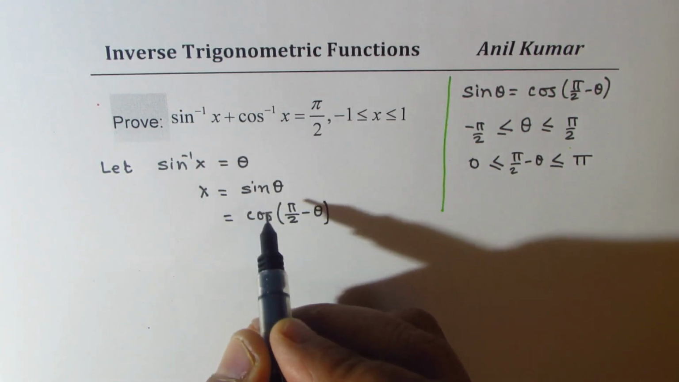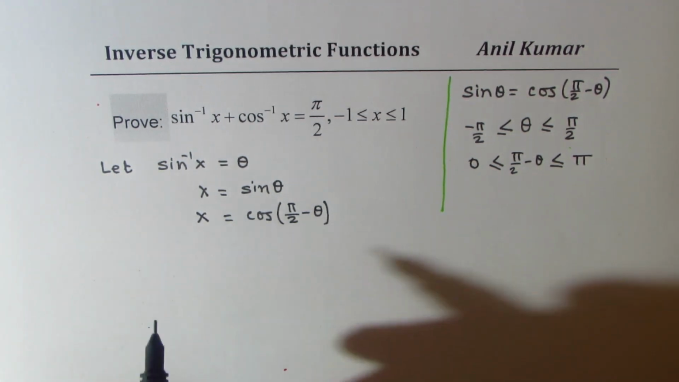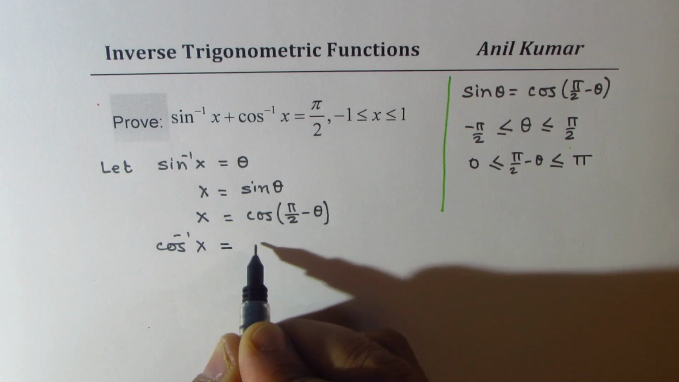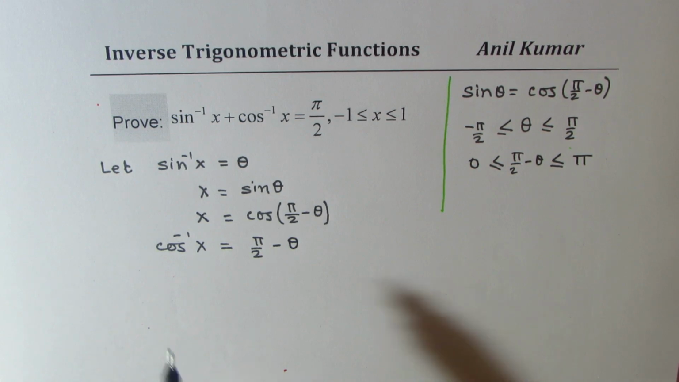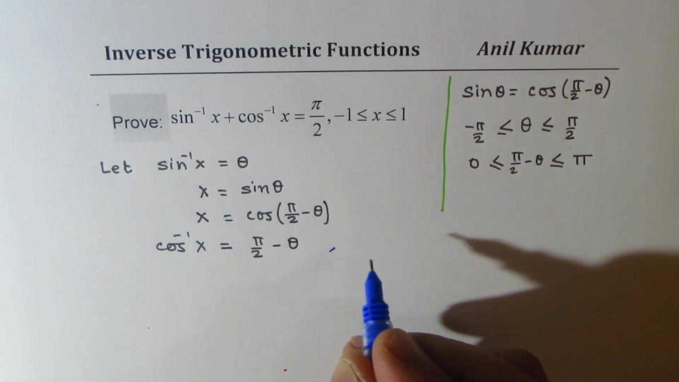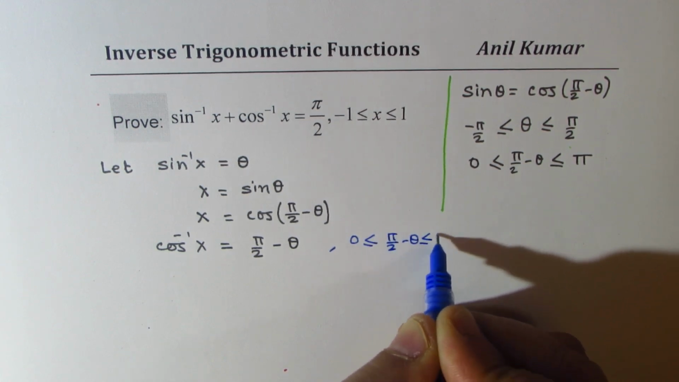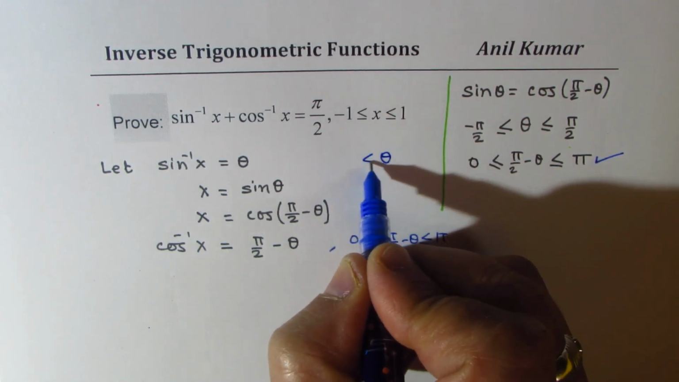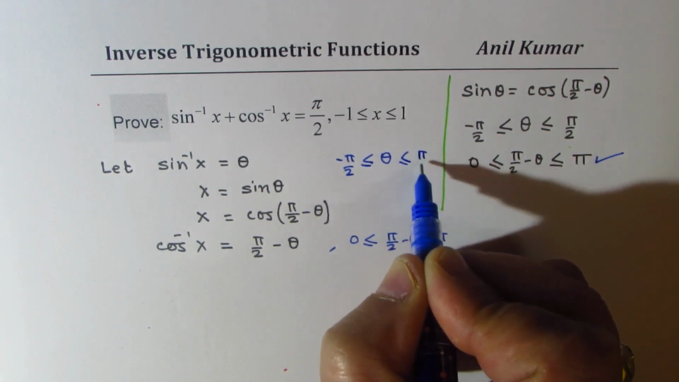So now this is what it is. x is equal to cos(pi/2 minus theta). So I could now write this as cos inverse x is equal to pi/2 minus theta. Is that clear? Now cos inverse, as you know, is defined only in the interval 0 to pi, correct? As shown earlier. And this theta is defined between minus pi/2 to pi/2, sine inverse. Does that make sense to you?